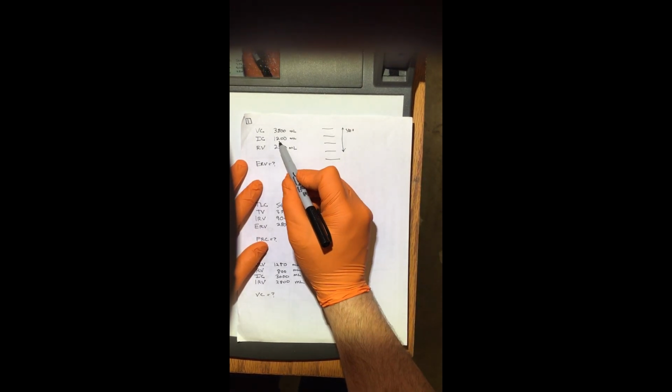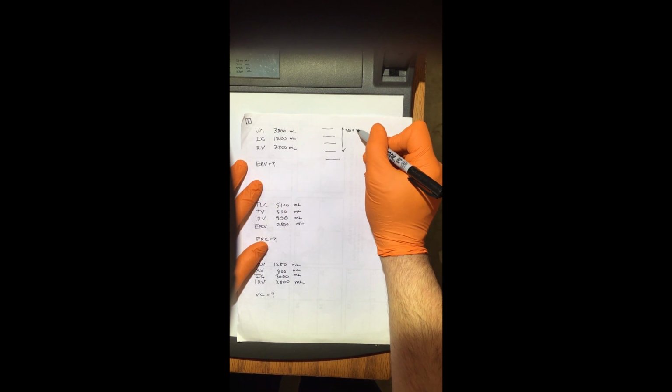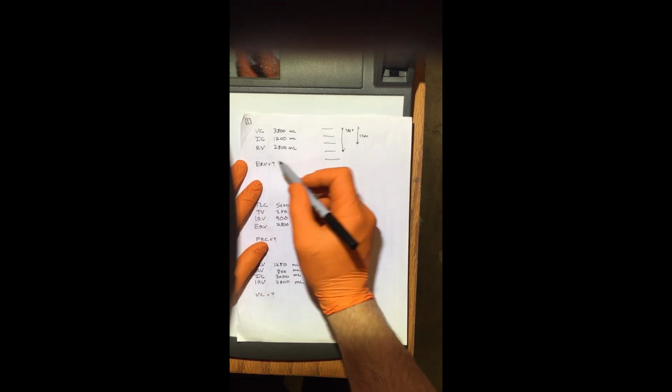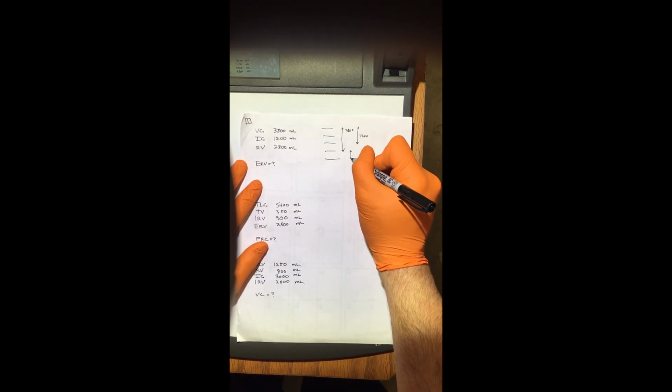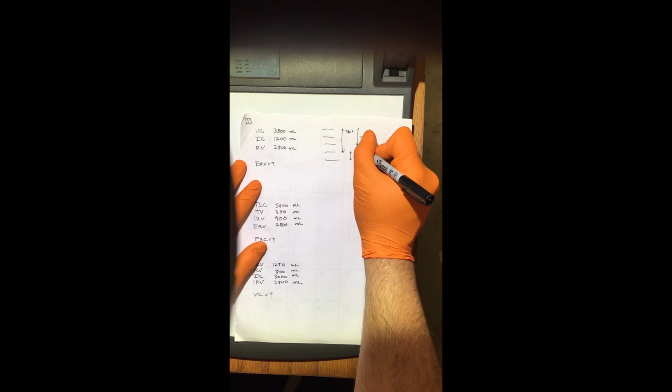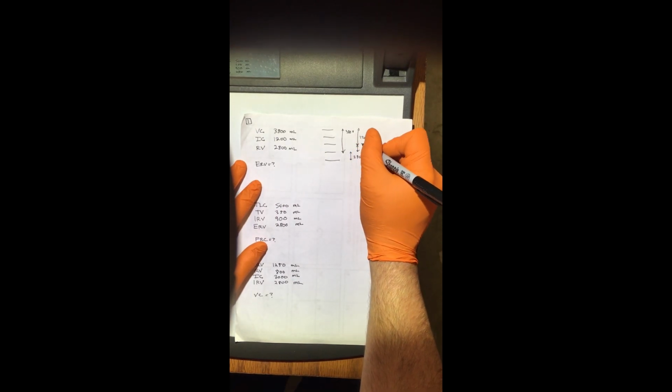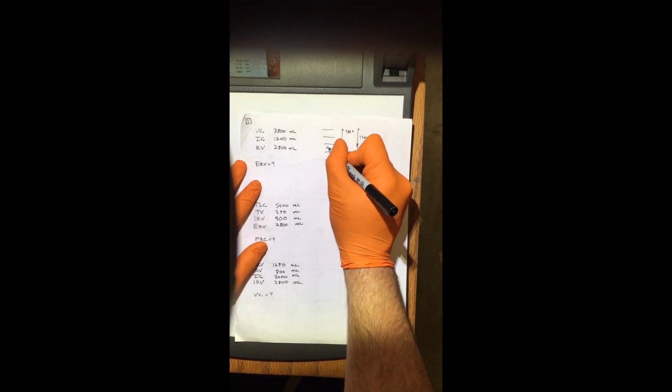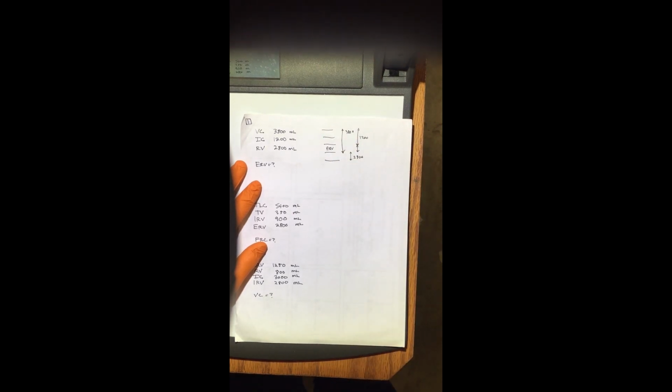I also know my inspiratory capacity, this quantity right there, that's 1,200 milliliters. And then I also know the residual volume, which is really just this, that's 2,800. All right, and let's think about what I'm asked to calculate. I'm asked to calculate the expiratory reserve volume. That's just really this, right? This region right here is the expiratory reserve volume.